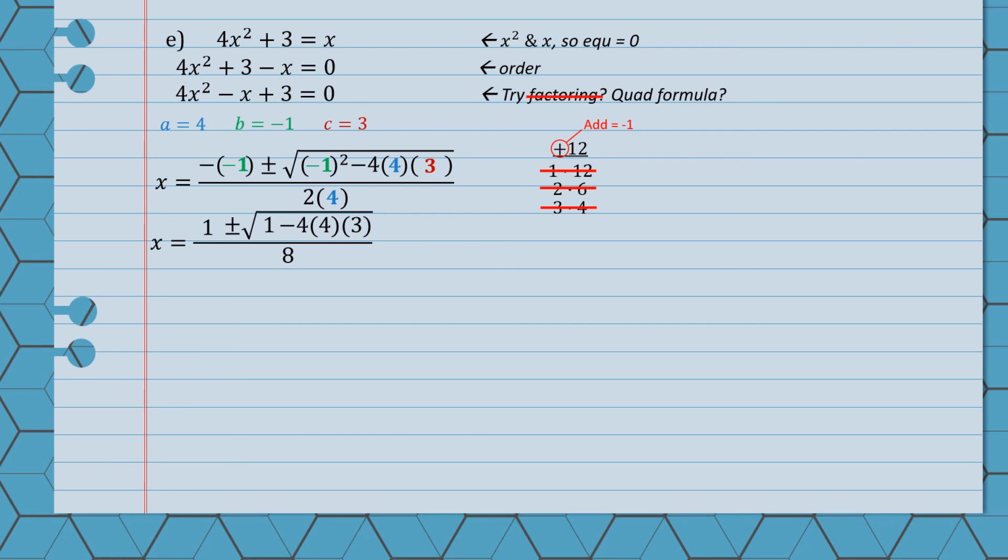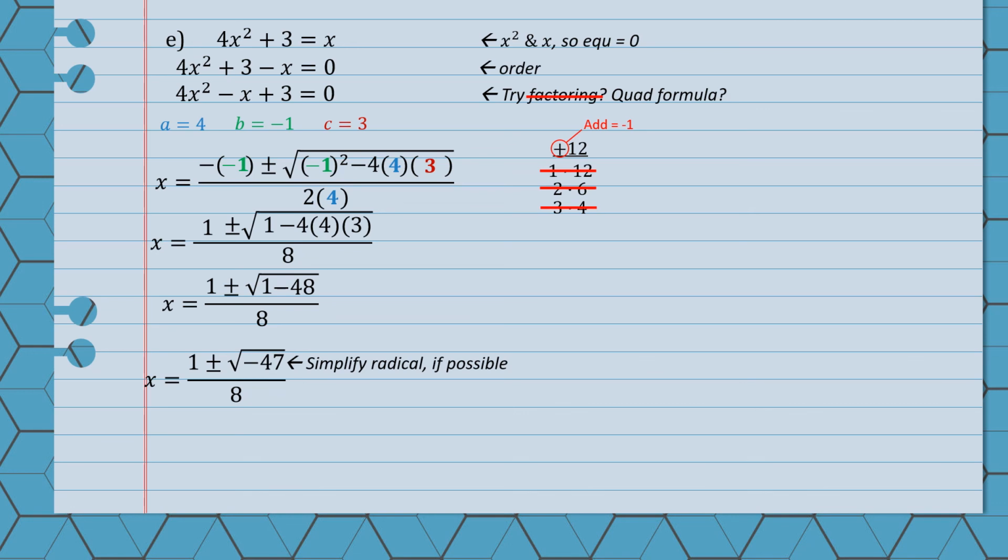All right, now we need to look under the radical, and we need to take care of the multiplication. Negative 4 times 4 is negative 16, and negative 16 times 3 is negative 48. So the multiplication results in a negative 48. But we still need to now do subtraction and addition under the radical. 1 minus 48 is negative 47. So now that we've simplified under the radical, we need to simplify the radical itself.